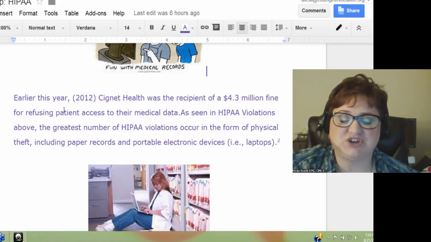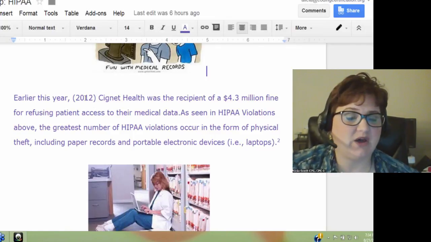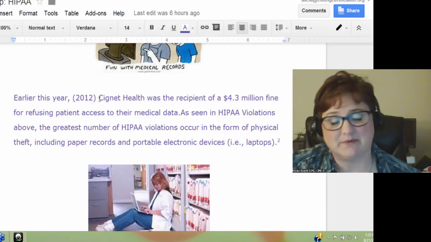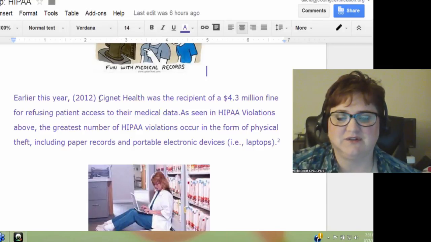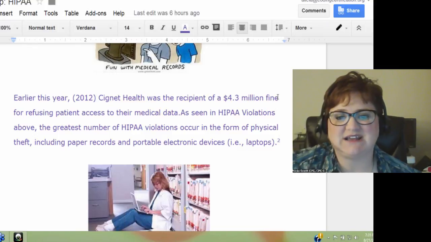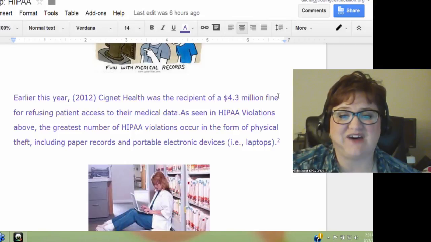Okay, earlier this year, which again, this was in 2012, that the site where I found this was at, so it is not that this happened earlier this year. Cignet Health was the recipient of a $4.3 million fine for refusing patient access to their medical data. As seen in the HIPAA violations above, the greatest number of HIPAA violations occur in the form of physical theft, including paper records and portable electronic devices.